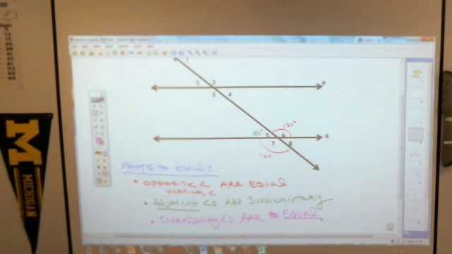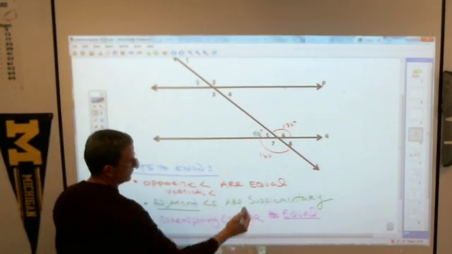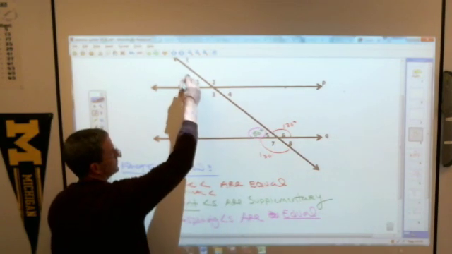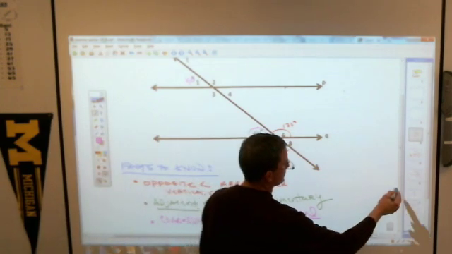Because of that, angle 1 is how many degrees? Why? Yes, because angle 1 and angle 5 are corresponding angles. They must be equal. So 50 degrees here means 50 degrees there. See the beauty of math? It's all around us. It really is.